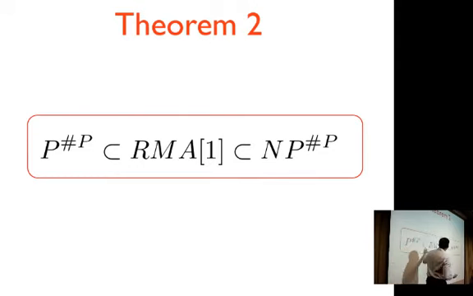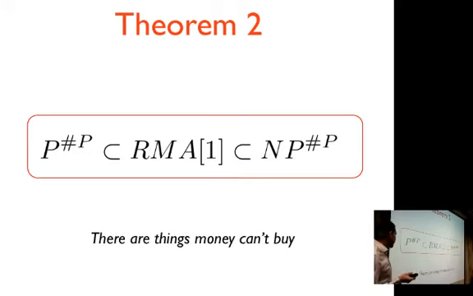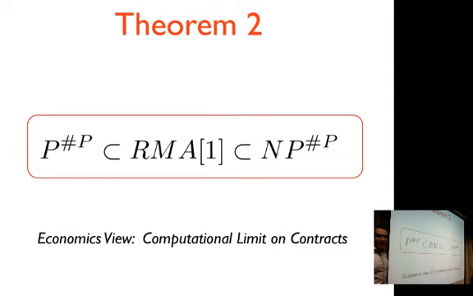But the more interesting part is that we give this very, very tight bound on what rational proofs can do. You could imagine that our proof for sharp P was somewhat simple, and that we could do even better, but the answer is we really can't do much better. Any problem that we can solve with a rational proof has to be in NP to the sharp P. And just as a pithy quote, there are things that money can't buy. Another way to see it, which is an interesting area to explore, is from an economics view: it puts a computational limit on the contracts that you can enforce. So, why can't you just get equality there by having Merlin give a proof?